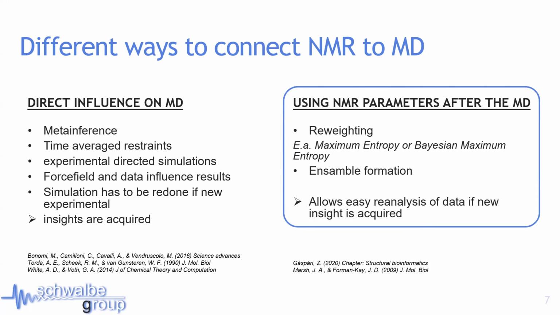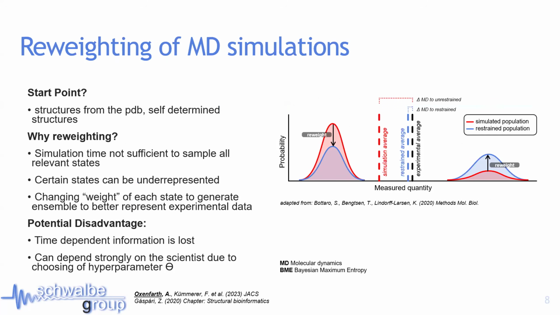And I'm mostly focusing on this maximum entropy, Bayesian maximum entropy approach. The idea behind it is that in many cases, especially for RNA, the force fields that are available differ quite a bit for different RNAs. So depending on what force field you use, you might get very different results.